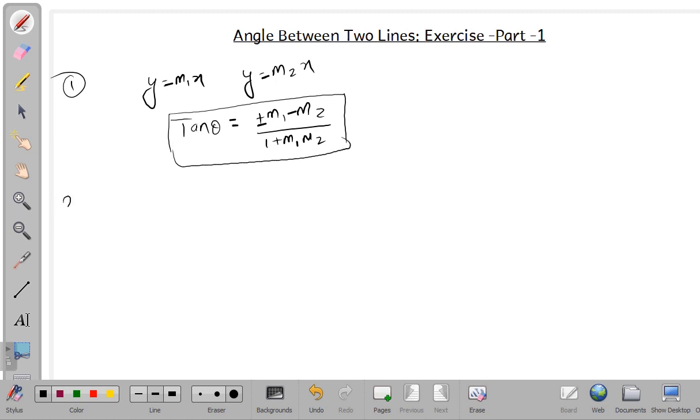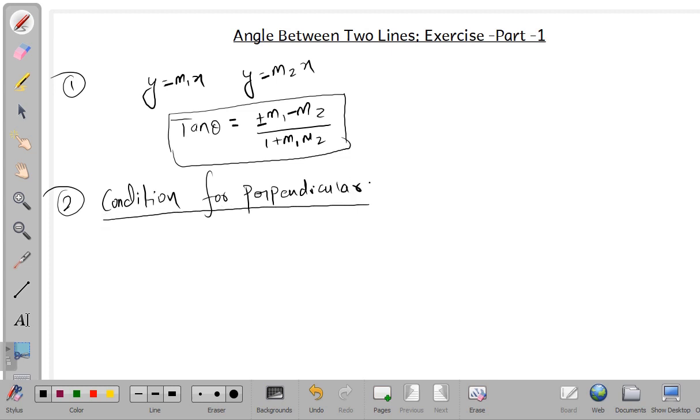In the second, what we learned was the condition for perpendicularity and parallelism. Number 2 is the condition for perpendicularity, or simply perpendicular, and number 3 is the condition for parallelism.